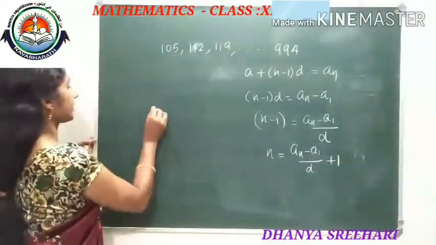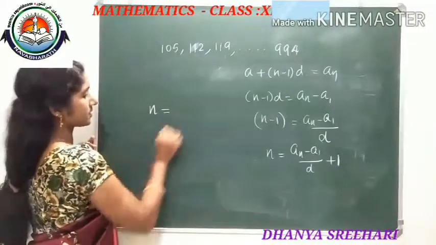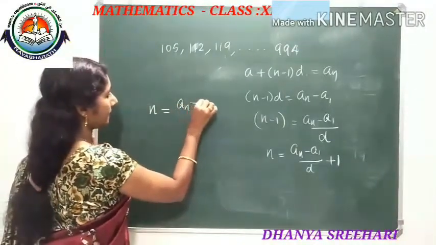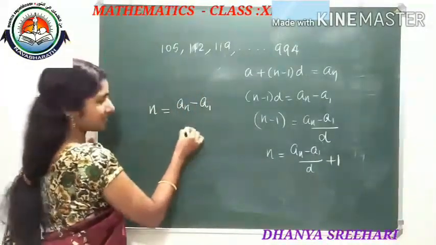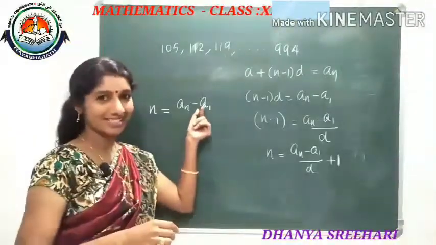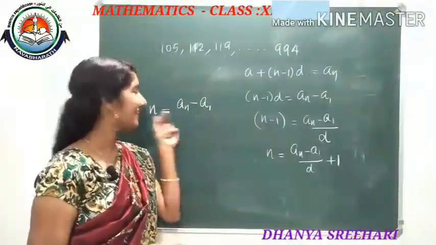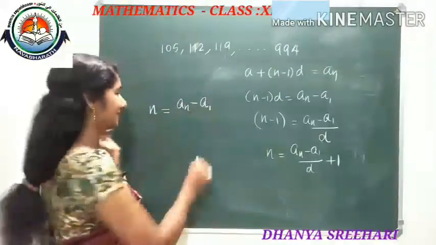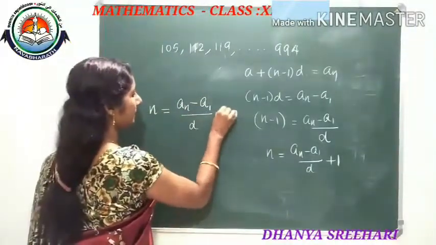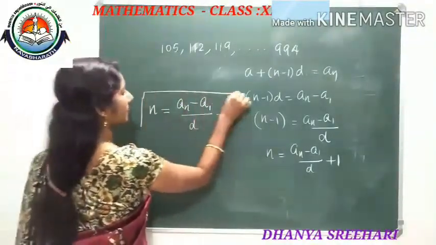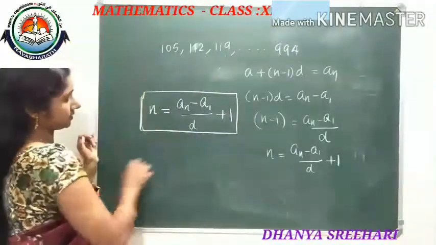See, directly we are getting the number of terms N is equal to An minus A1 by D plus 1. So this equation you can learn by heart.